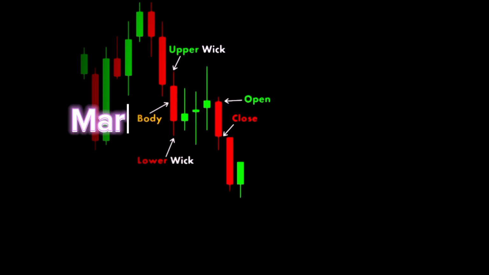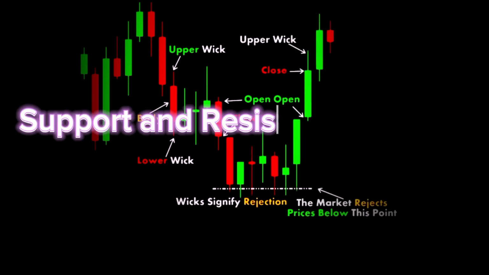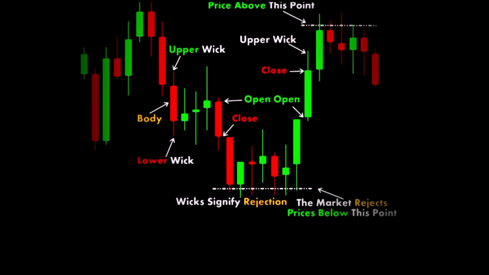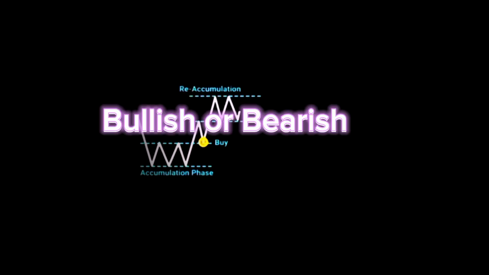Before we delve deeper into the strategy, let's cover some basics: break of structure, market structure shift, multi-timeframe analysis, and support and resistance zones. So, let's briefly understand these basics for the sake of beginners. Let's start by understanding 1. Break of structure. A break of structure can be bullish or bearish.